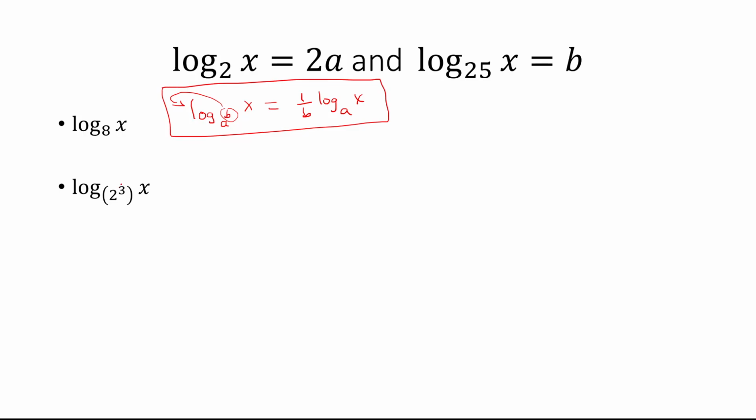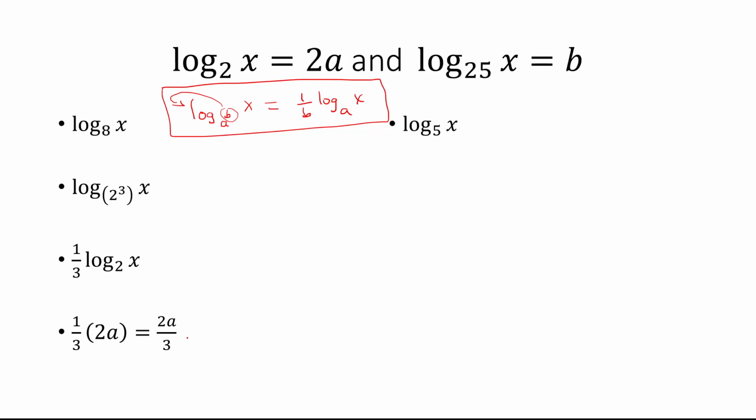Alright, so now this 3 is going to come outside the log with the reciprocal as 1/3. So we have 1/3 times log base 2 of x, which log base 2 of x is just 2a. So 1/3 times 2a gives us 2a over 3.